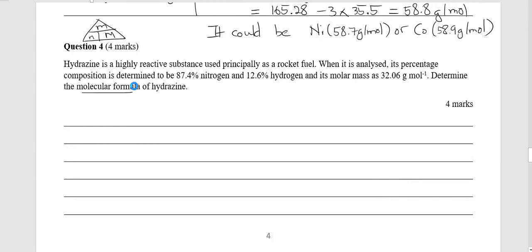Alright, so you need to work out the molecular formula. You need to do two things. You need to find the empirical formula and then use the molar mass to get a ratio. So I'm going to start with finding the empirical formula. We're going to assume the mass of these elements to be the same as their percentage composition. So if I have 87.4% nitrogen and 12.6% hydrogen, I'm going to assume that in a sample of 100 grams, 87.4 grams of it will be nitrogen and 12.6 grams will be hydrogen.